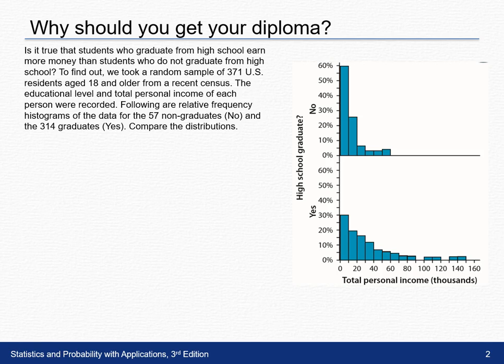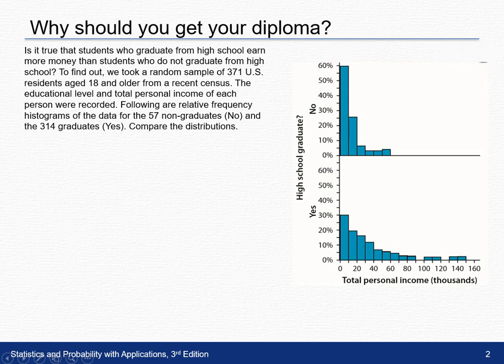Following are the relative frequency histograms of the data for 57 non-graduates labeled no, that's the upper histogram, and 314 graduates labeled yes. We're asked to compare the distributions. So what I'd like to point out to you is that these two histograms are on the same scales. On the x-axis, you see the total personal income, and on the y-axis, you see the percent going from 0 to 60 for each of them.